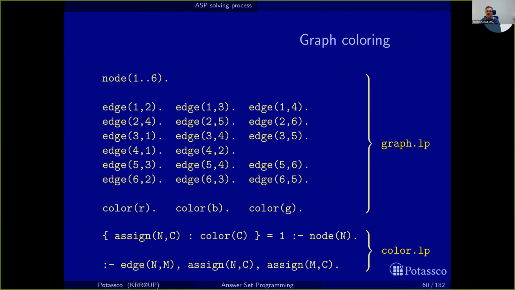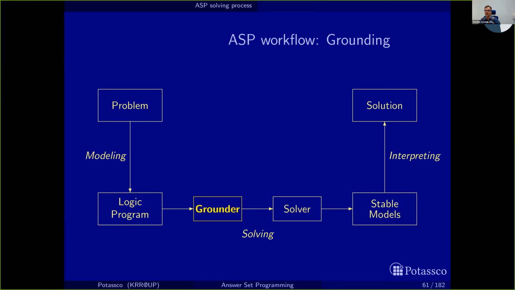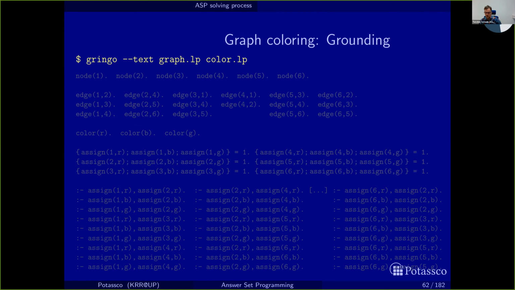Okay, and that's it. So if we put them now in 2 files, a graph.lp and color.lp, one for the instance and one for the encoding, we can now ground them. So I now use Gringo, the grounder that underlies Clingo, and this is the --text option. You can do the same thing right away with Clingo. I'll show you in a sec.